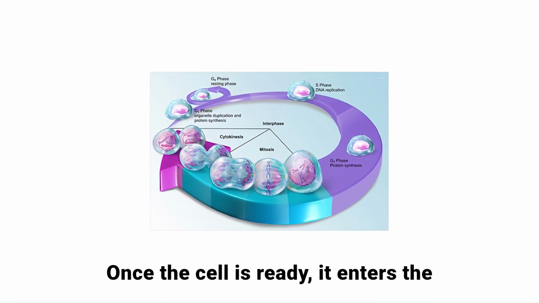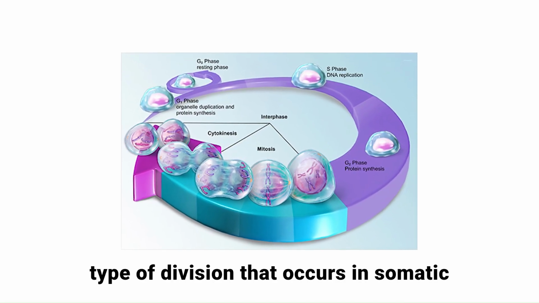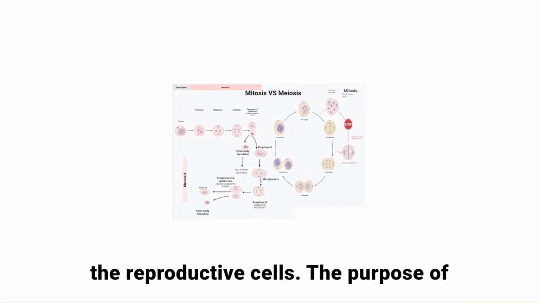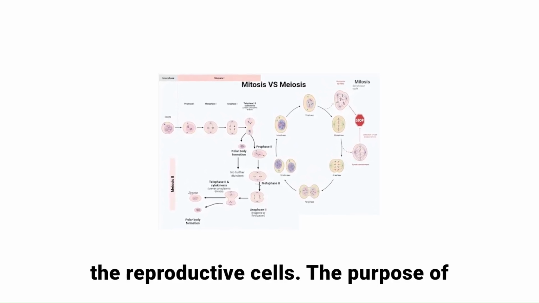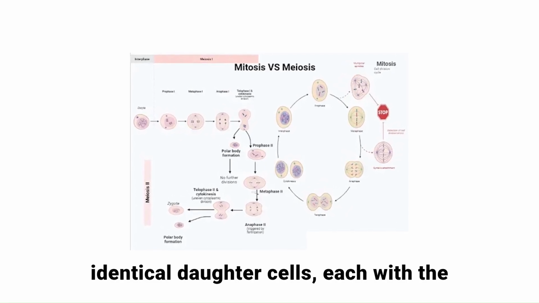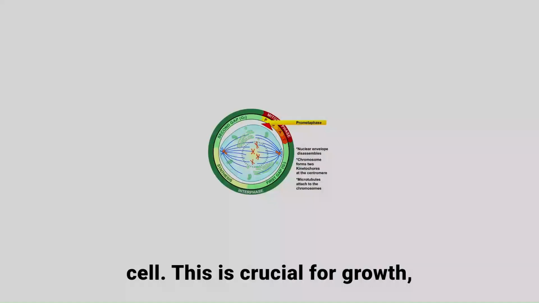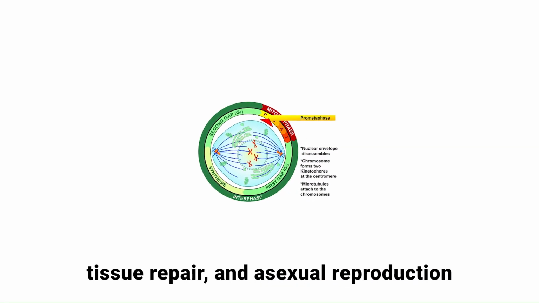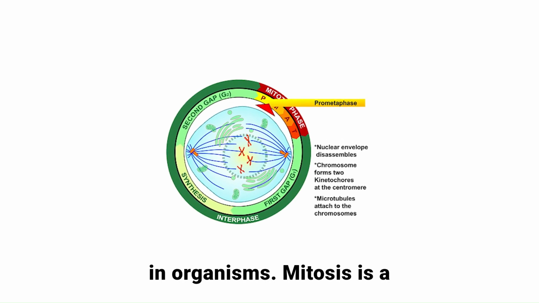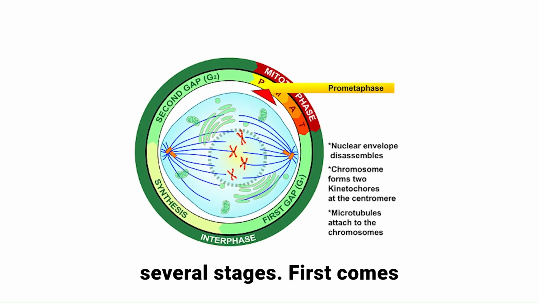Once the cell is ready, it enters the mitotic phase. Mitosis is the type of division that occurs in somatic cells, meaning all body cells except for the reproductive cells. The purpose of mitosis is to produce two genetically identical daughter cells, each with the same number of chromosomes as the parent cell. This is crucial for growth, tissue repair, and asexual reproduction in organisms. Mitosis is a highly organized process and consists of several stages.